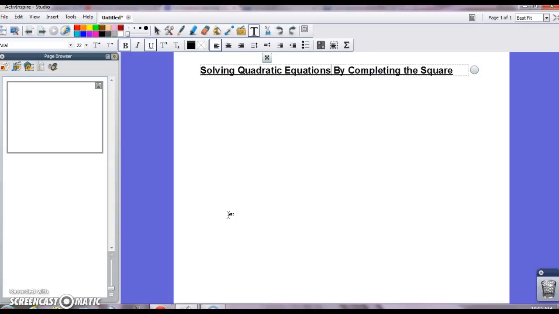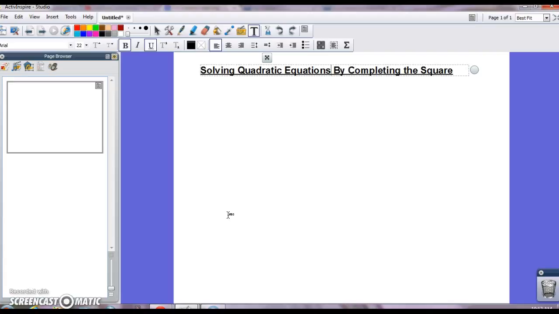Good morning. Today we're going to talk about solving quadratic equations by completing the square. So this is just another method of solving. Right? In the previous lesson, we solved by factoring, and then we also solved by graphing. Sometimes, though, we might want to use a different method because it might not be factorable. So we can use completing the square as one of those methods.